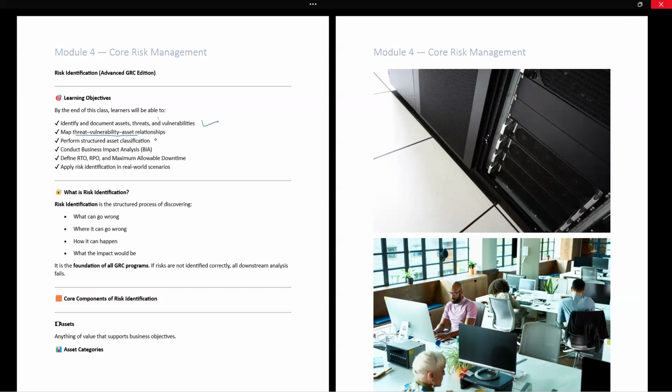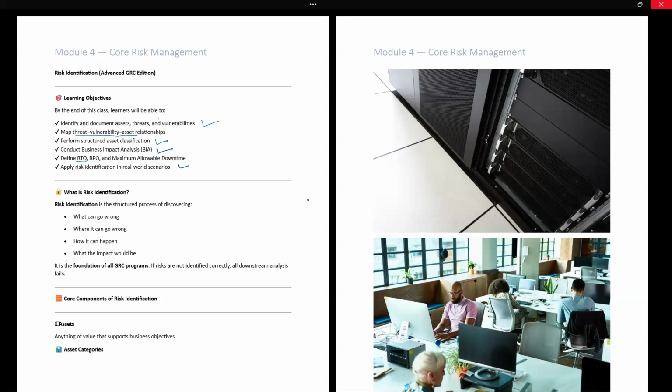Then we'll also have a classification of assets. We'll have impact analysis, very important. Then we'll talk about some metrics like RTO, RPO, maximum allowed downtime, all these things. We'll also talk about some real life risk identification scenarios. So this class is going to be really deep in risk management. And whenever you feel there is something you can't understand, please ask me.